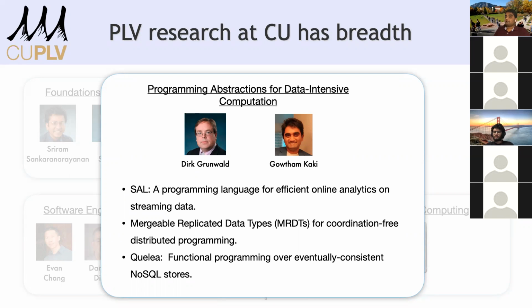Another interesting project that we did in our group is Quillia. It's a system called Quillia that makes it possible to write functional programs such as the ones that you write in Haskell or OCaml with strong safety guarantees over eventually consistent NoSQL stores such as MongoDB or Cassandra and such, right? We have run the system and found that, besides giving strong safety guarantees, it is also really competitive with respect to the real NoSQL data stores that are out there. I'm happy to talk about this later if you're interested.